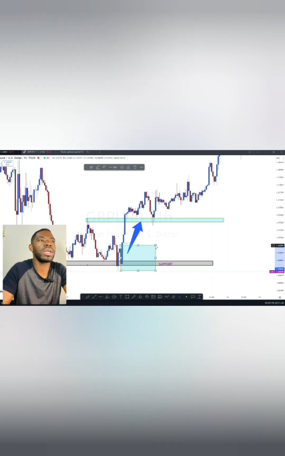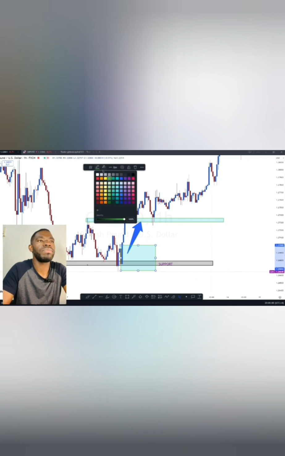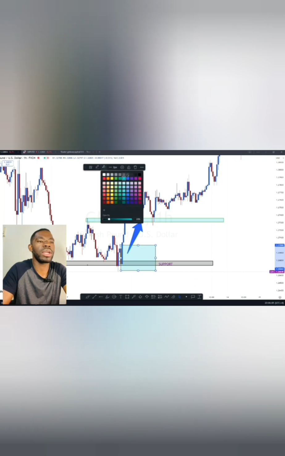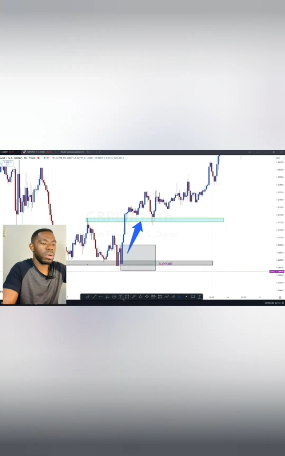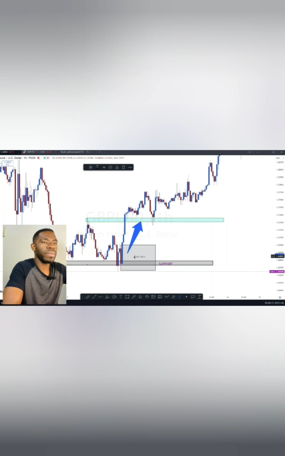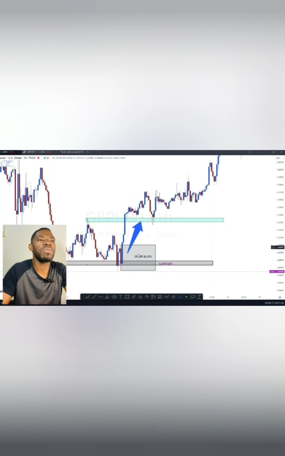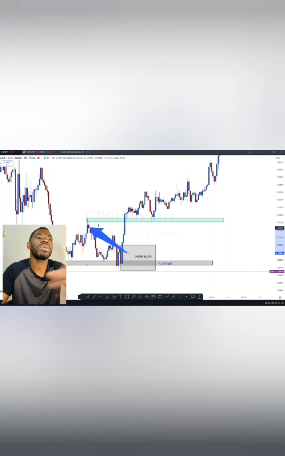So this is an order block. I'll just color code it gray. This is our order block. After the order block, we have this aggressive move to the upside, which causes a change of character or break of structure, because it broke this structure over here. It caused a higher high.